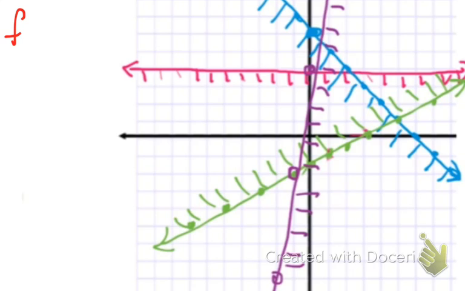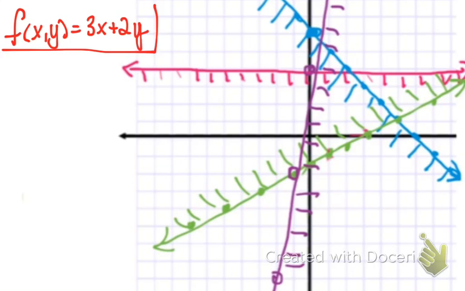Alright, so now we want to find the maximum and minimum. It said on the previous slide that the max-min function was 3x plus 2y. So what we do is we identify each of the coordinates of each of the points on the corners.